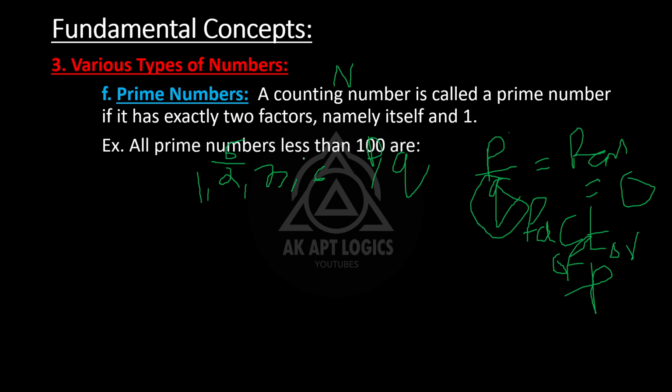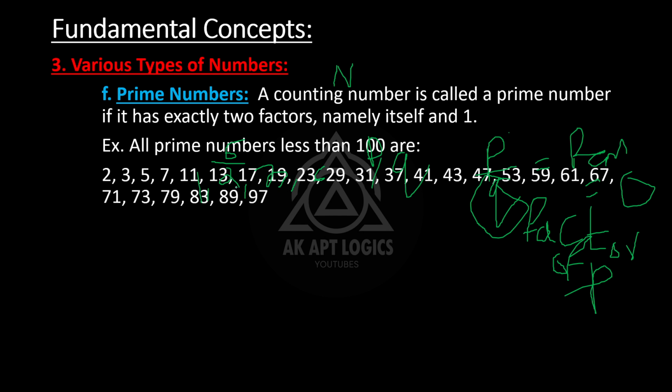Okay, all prime numbers less than 100. Let's see: 2, 3, 5, 7, 11, 13, and so on up to 89, 97, right? All these numbers have only two factors: that particular number and one. For example, number 5 is divisible without any decimal point only by 1 and 5 itself, okay. So we say that number 5 is a prime number.